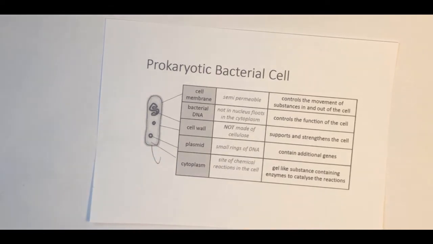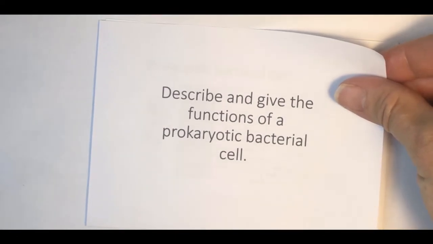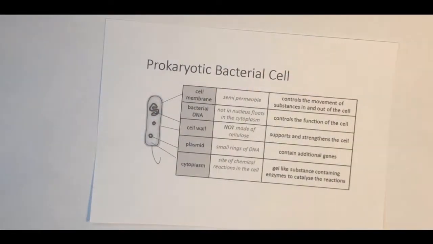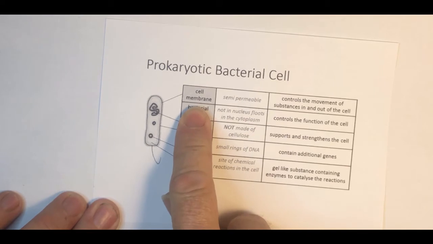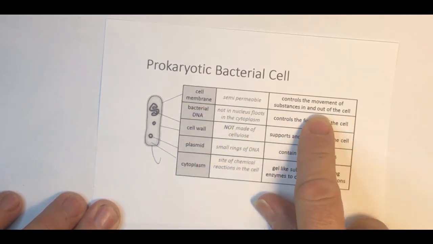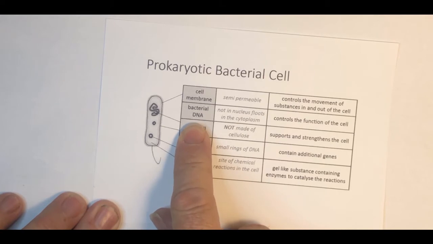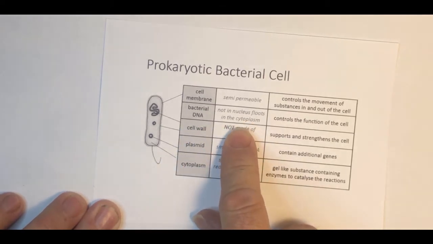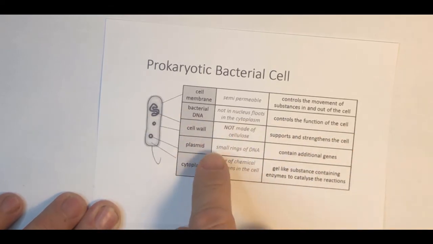Now, the question is, describe and give the functions of the prokaryotic bacterial cell. So to answer this question, you need to say, a prokaryotic bacterial cell contains a cell membrane. The cell membrane is semi-permeable, and what it does is control the movements of substances in and out of the cell. Then you need to say, it also contains bacterial DNA. It is not in a nucleus, and what that does is control the function of the cell. So there is no nucleus.